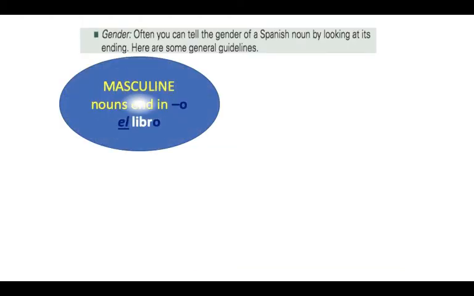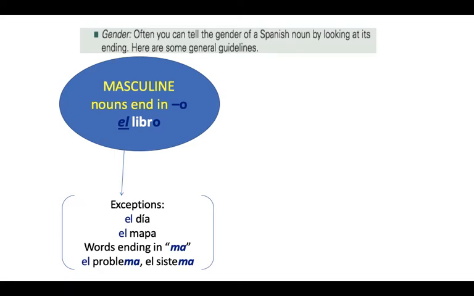Continuing, we have a general rule. Masculine nouns end in O, like el libro, but of course there are exceptions, and you need to just memorize them. For example, the word day, even though it ends in A, is a masculine word, el día. Mapa, map, ends in A but masculine. And words ending in ma, el problema, el sistema, which is kind of funny because you would think, oh, ma, like ma would be feminine, but those are actually going to be masculine words ending in ma.